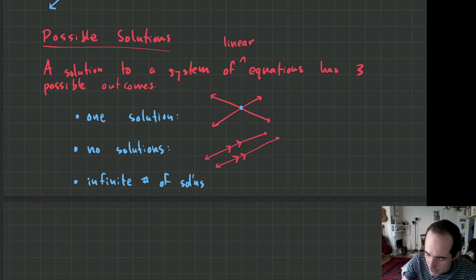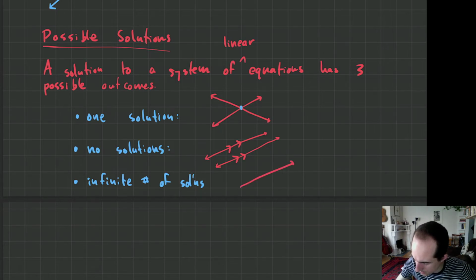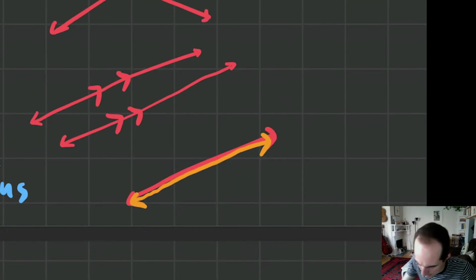Infinite number of solutions happens when you have the same line written in two different ways. I'm not quite sure how to draw that, so I'll try drawing it in two different colors. It's a silly drawing, but the idea is that every single point on each of the lines is a solution because it's the same line.